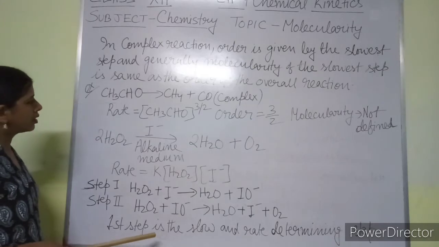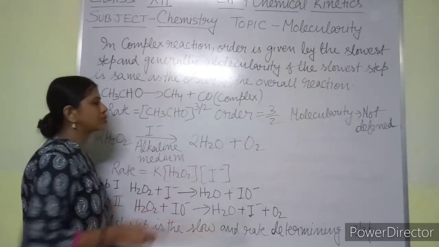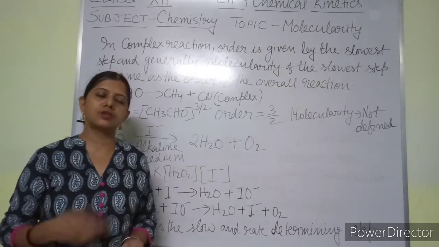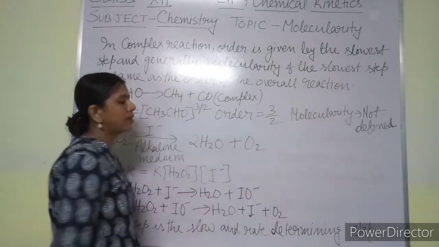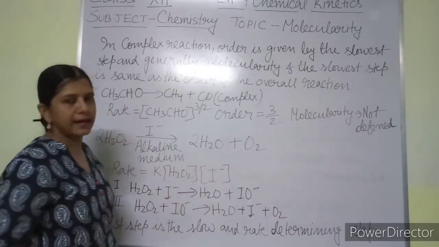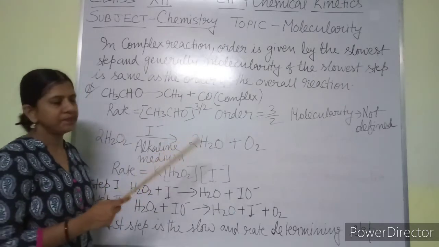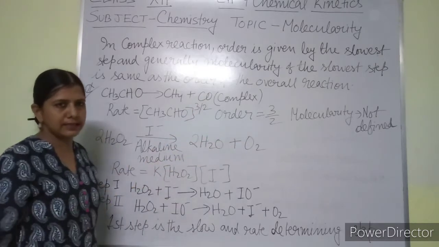So what is the order of the reaction? If the power is 3/2, the order is also 3/2. But molecularity cannot be a fraction. It is always an integer. So I cannot define the molecularity of a reaction of this kind, and this kind of reaction is known as a complex reaction. To define it, I have to break it into more than one step.